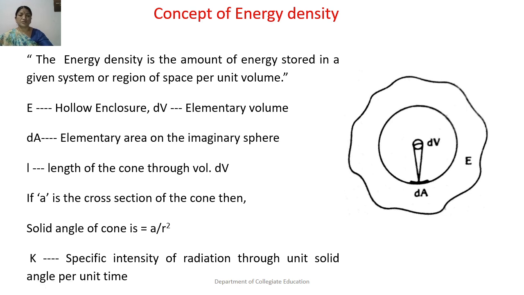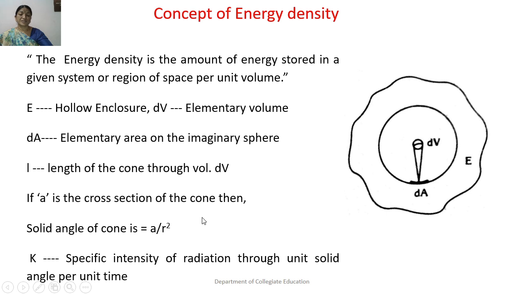In order to derive the expression for energy density, let us consider a hollow enclosure E, in which dV is a small elementary volume. Let us consider an imaginary sphere whose radius r is very large compared to this small volume. L is the length of the cone through the volume dV, dA is the elementary area on the imaginary sphere, and A is the cross section of the cone, so the solid angle of the cone is given by A by r square.